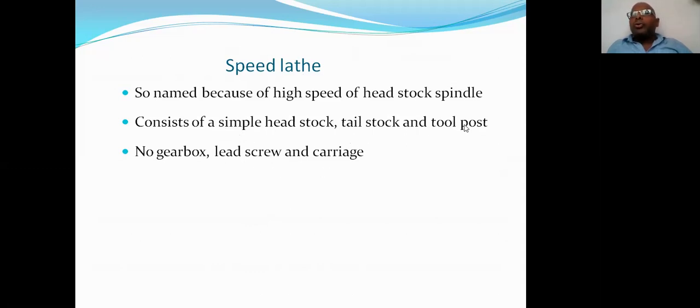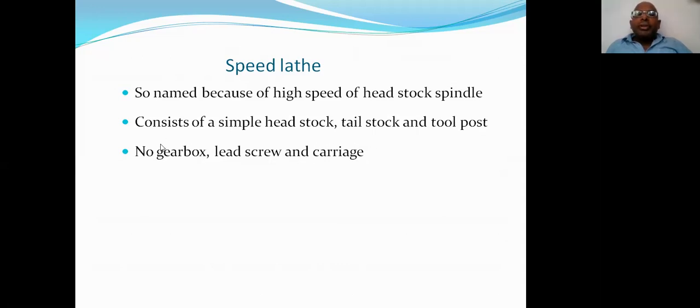So that particular tool post moves either parallel to the axis or perpendicular to the axis by manual feed only. So automatic feed is not required or not given. That's why the carriage is not at all required. Here the total movement of the cutting tool is with the help of manpower only. So that is the reason the carriage is eliminated.